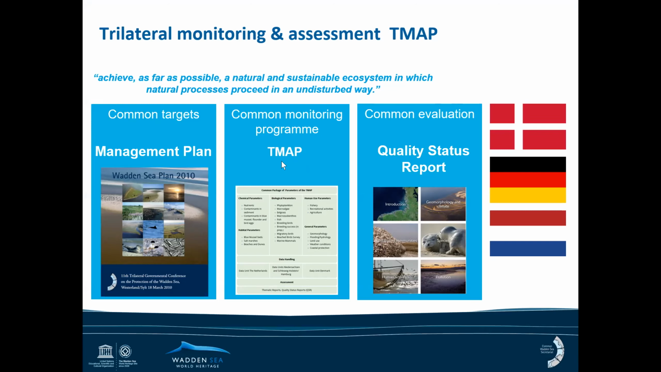With this information and other additional information, experts produce periodic quality status reports. These range over a broad range of topics, such as geomorphology, ecological processes, wildlife, and also human activities. Also, citizen science data and volunteers contribute to the TMAP and to the quality status report, and in that way also to our common targets. Here I want to tell you 2 examples with different levels of contribution.